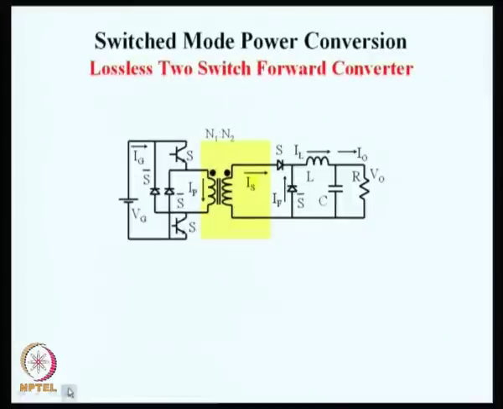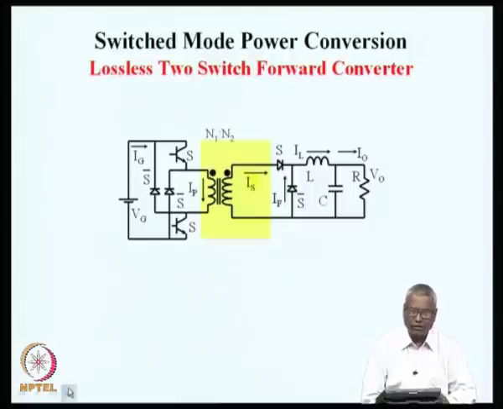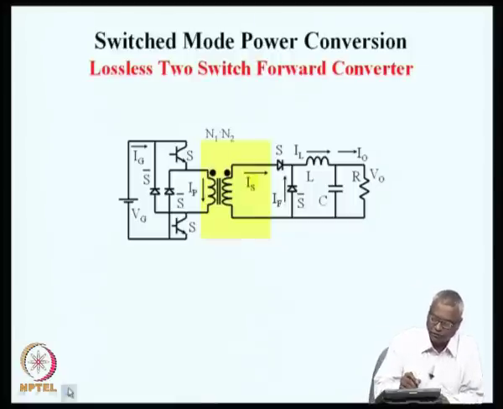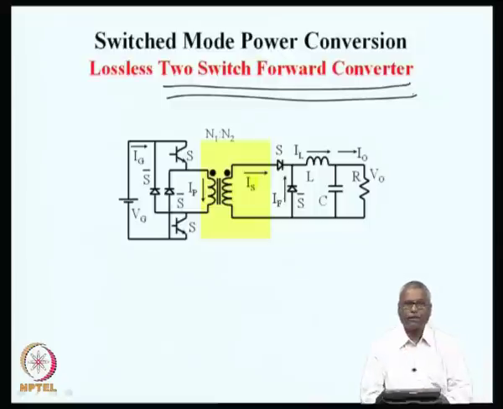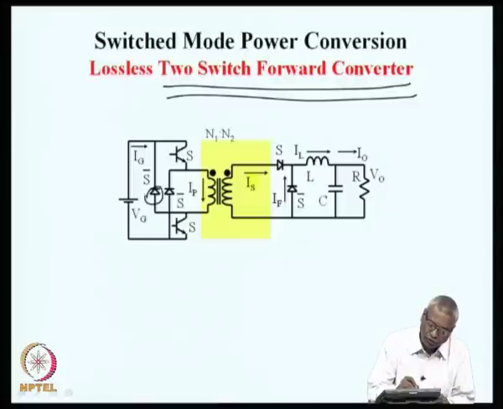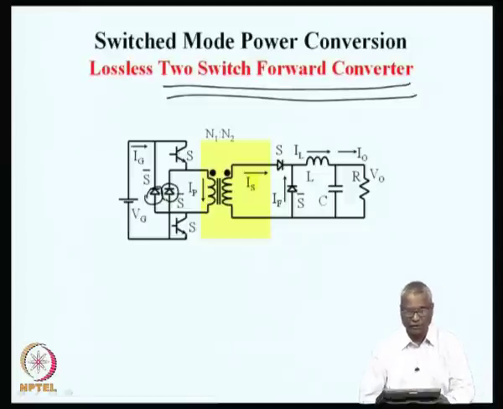There are a number of other circuit configurations which achieve the same lossless reset and also achieve isolation, but with reduced penalty in terms of material utilization. This is another variation. This is called a lossless 2 switch forward converter. What you notice here is that the transformer has only 2 windings, but we have added 2 more diodes, D1 and D2. We have also put 2 switches, S1 and S2.